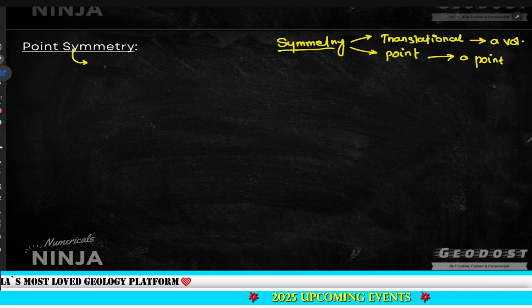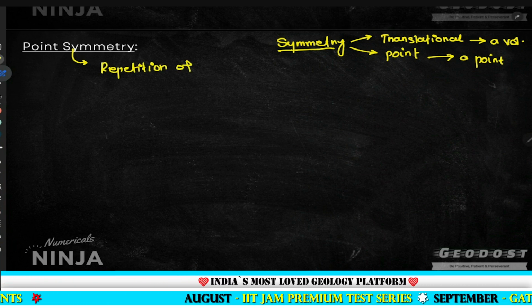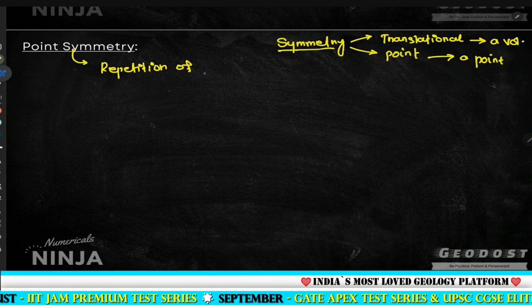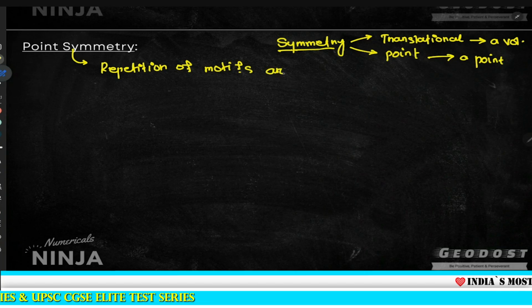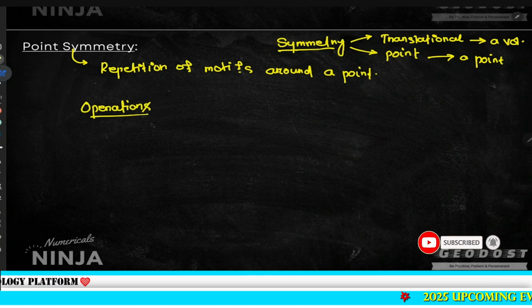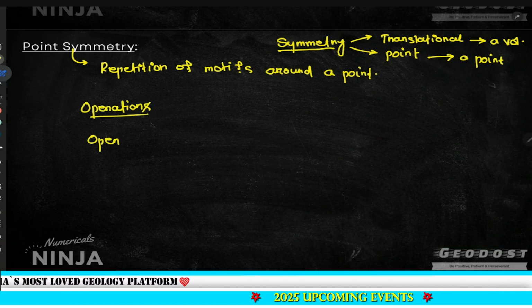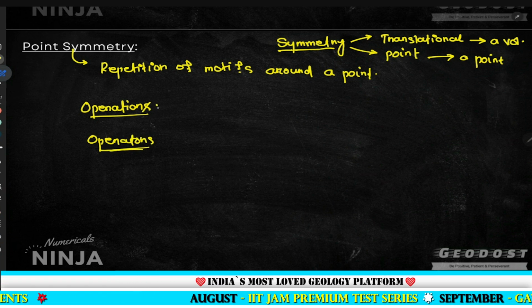What it is going to tell you is that the repetition of motifs is going to create a pattern, and those motifs are going to repeat around a point. This is the definition of point symmetry. That means around a point it is going to repeat. There are various operations in point symmetry. Let me write for you operations and operators. Those which operate those operations are called operators.